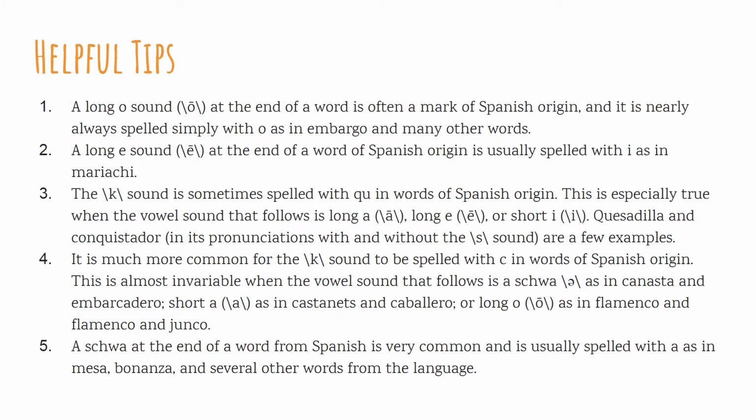Next, the schwa sound at the end of a word from Spanish is very common, and it's usually spelled with A, as in mesa, bonanza, and several other words from the language. So the schwa sound at the end of a Spanish word is usually spelled with A.